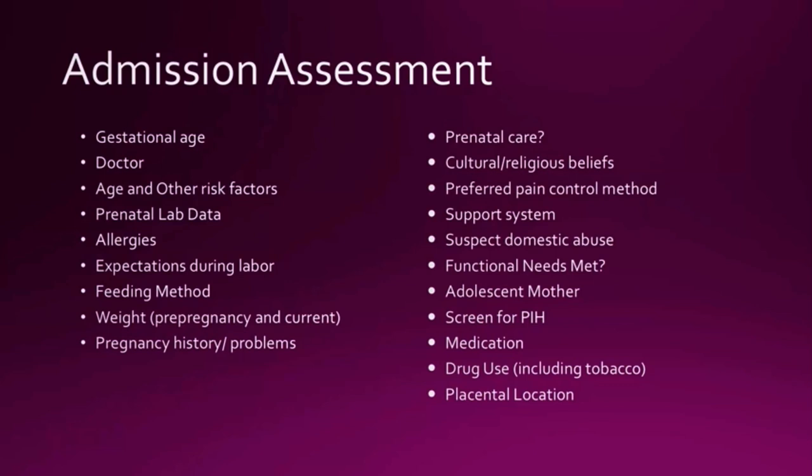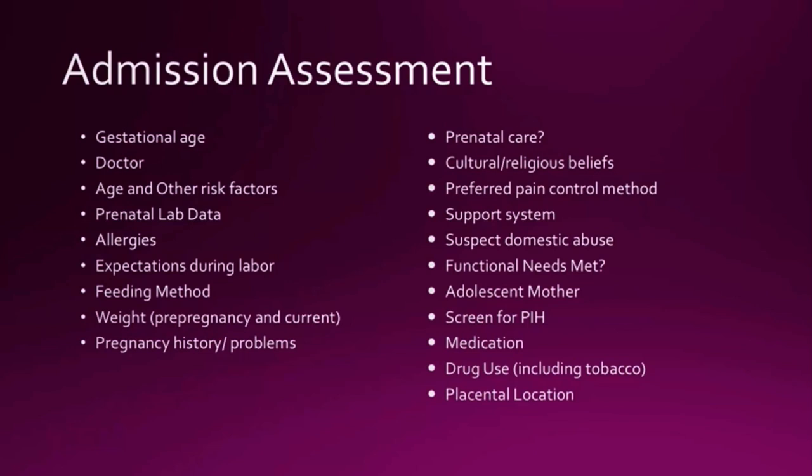What their blood type is. So do they need RhoGAM? If they have a rubella that's not immune, postpartum is going to need to give them a vaccine. If they have group beta strep, then the labor and delivery nurse is going to need to give them antibiotics during labor. So all that is very, very important, and we run through all of it and make sure that we have all our ducks in a row.